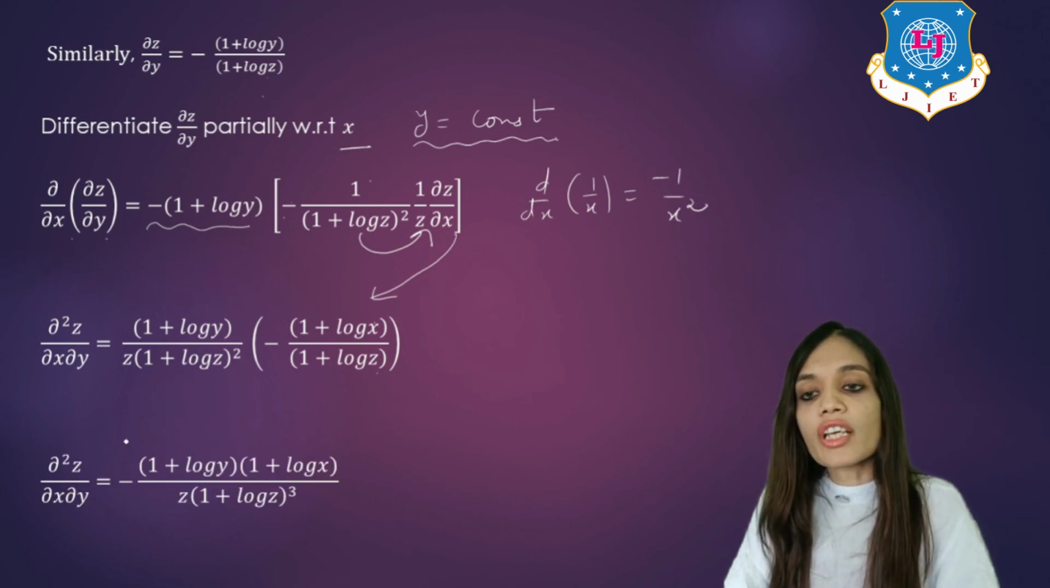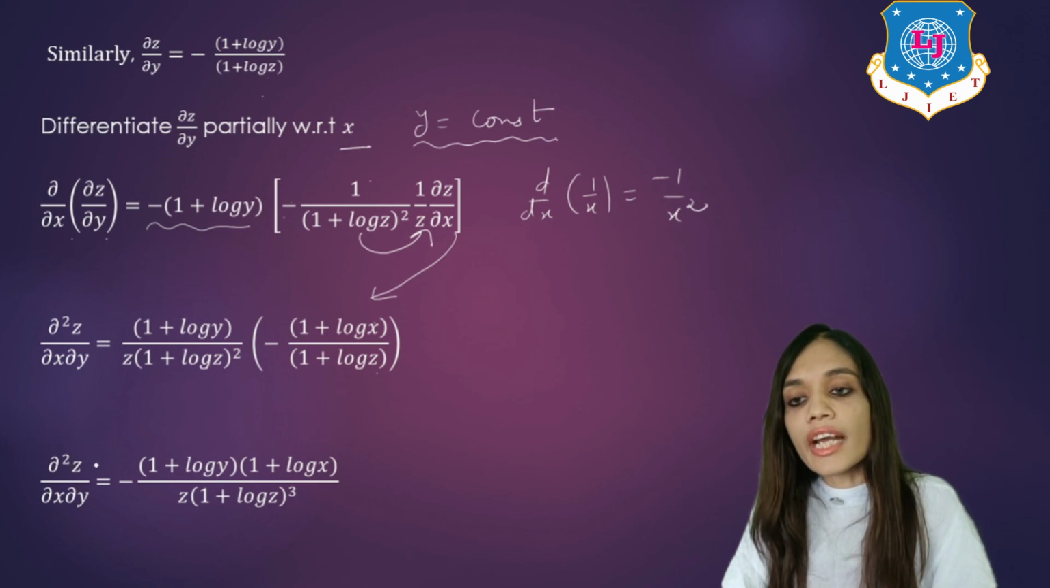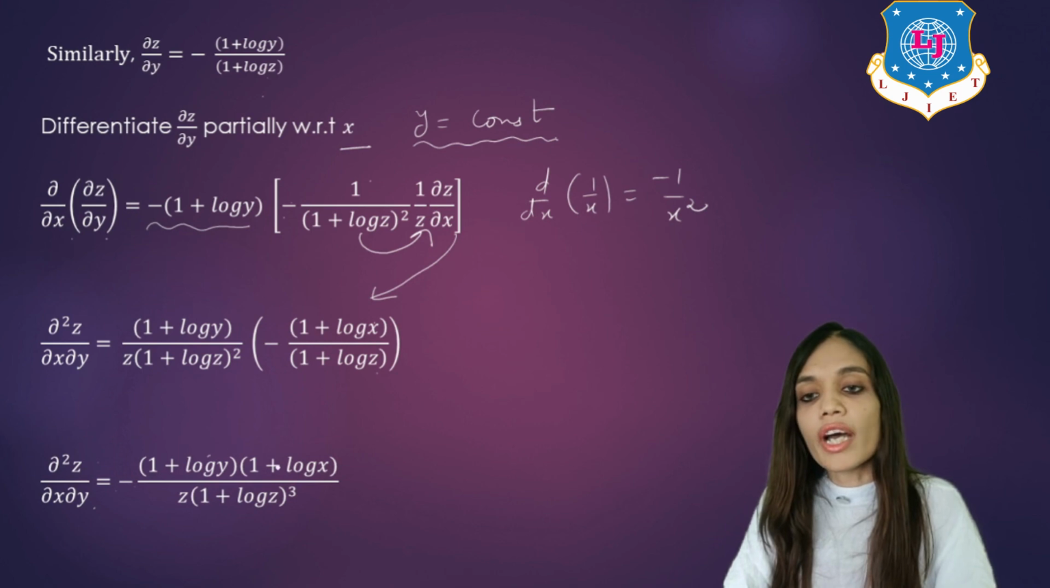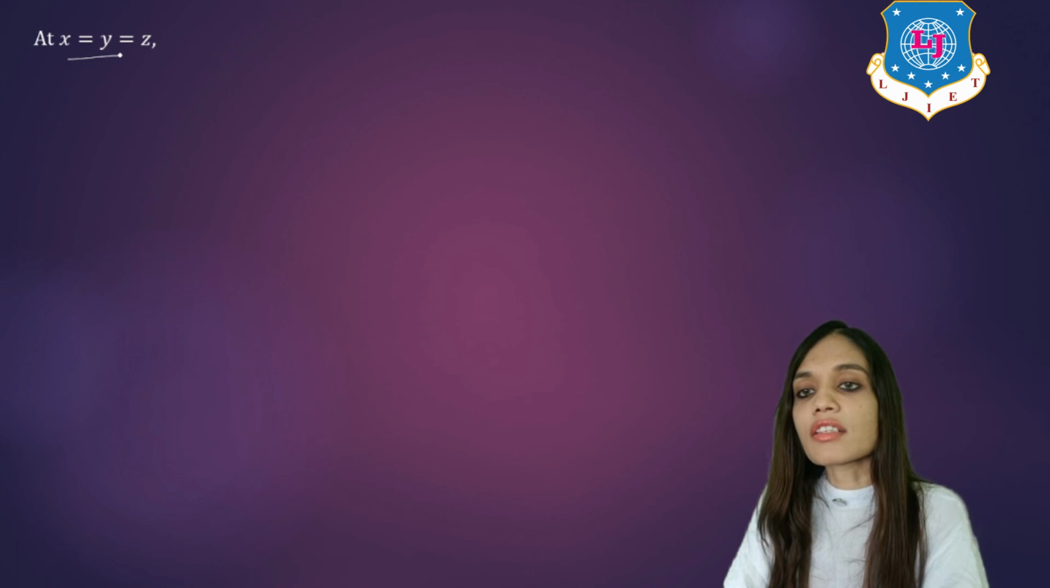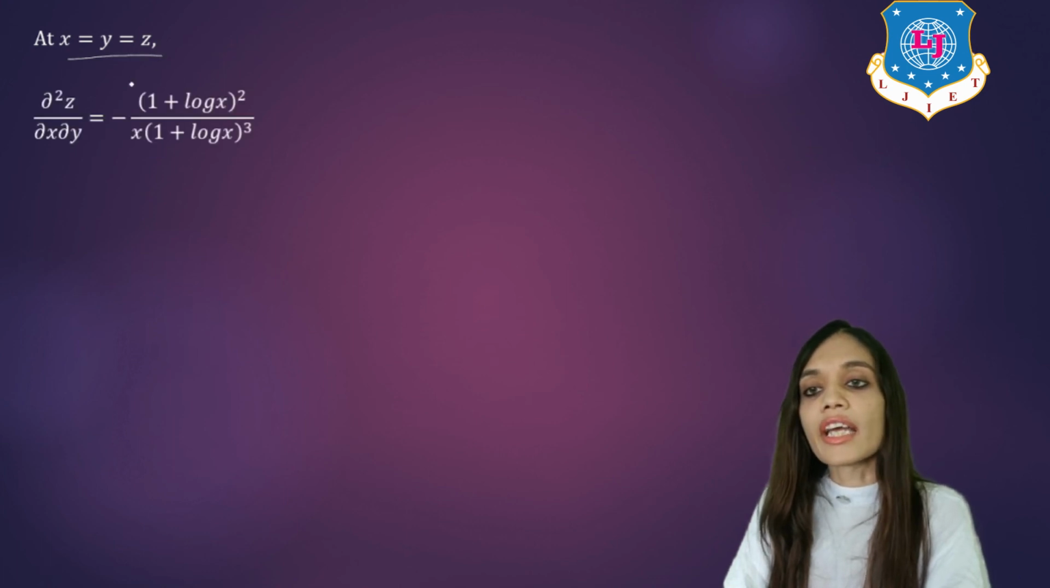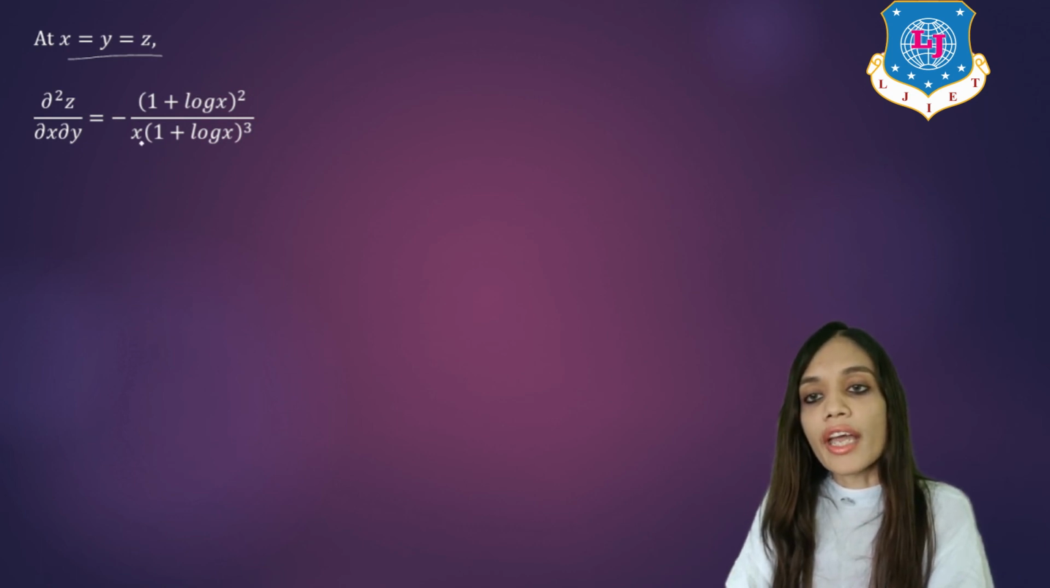Now on further simplification we will get del square z upon del x del y is equal to minus (1 plus log y) into (1 plus log x) upon z into (1 plus log z) whole cube. Now we will apply our condition, that is x is equal to y is equal to z, and convert this into x terms. So del square z upon del x del y will finally be equal to minus (1 plus log x) whole square upon x into (1 plus log x) whole cube.